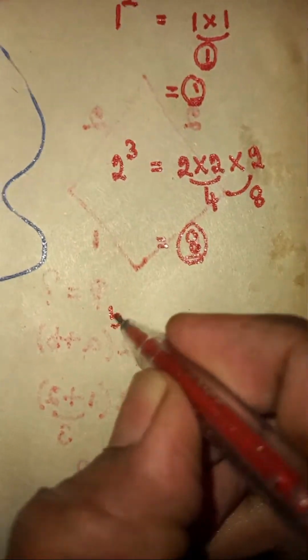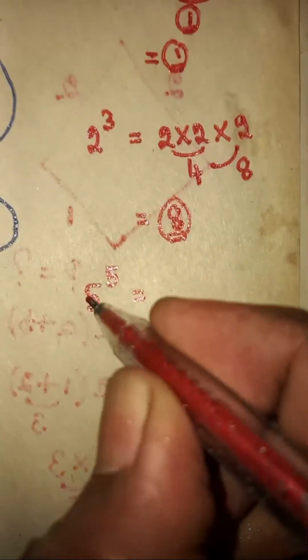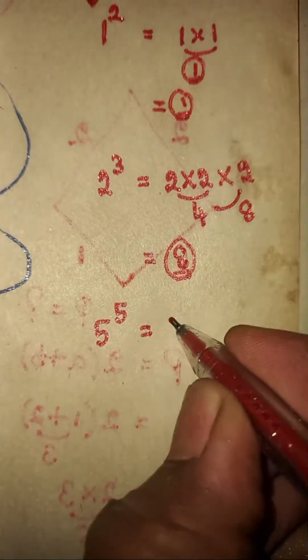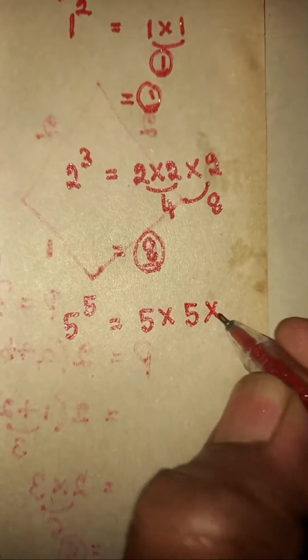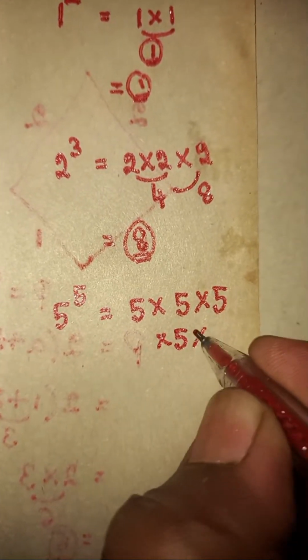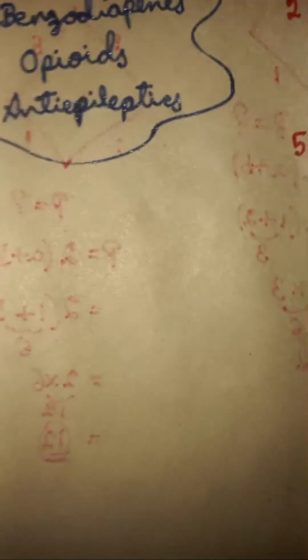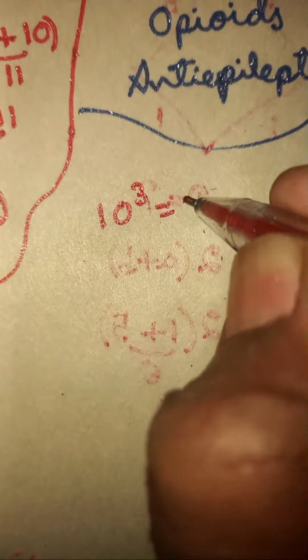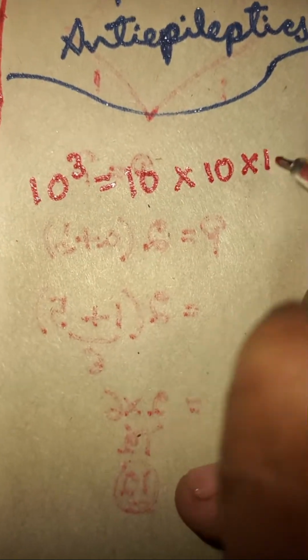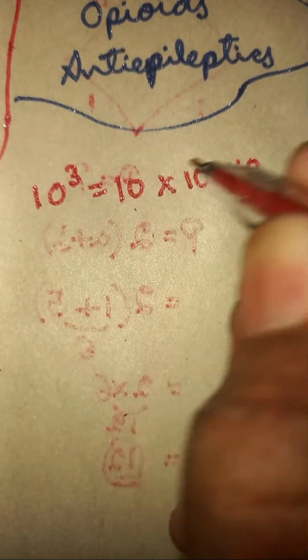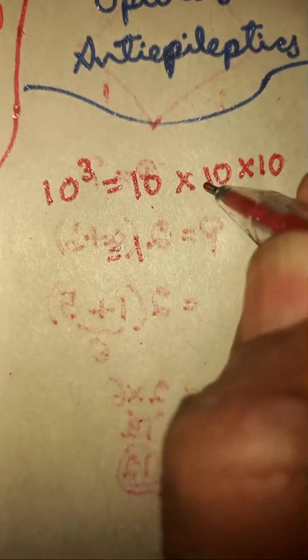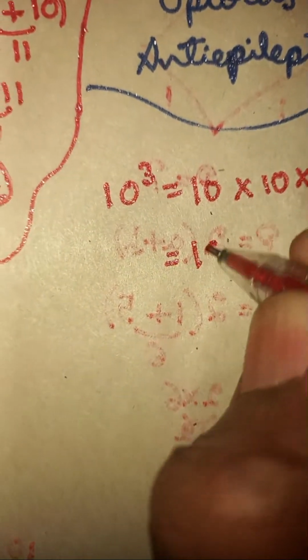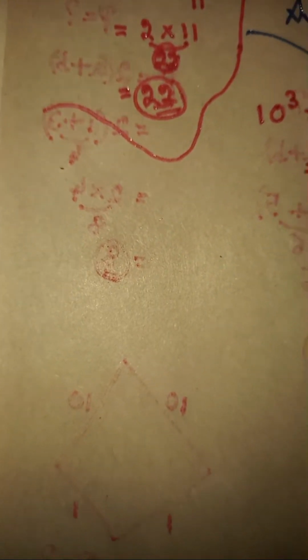Now you can take another number, that is 5 power of 5. That means you need to multiply 5 by itself 5 times: 5 times 5 times 5 times 5 times 5, like this. If they have given 10 cube, you can write it as 10 times 10 times 10. There are 3 tens multiplied. Put 1 here and 3 zeros in front, so it's going to become 1000.